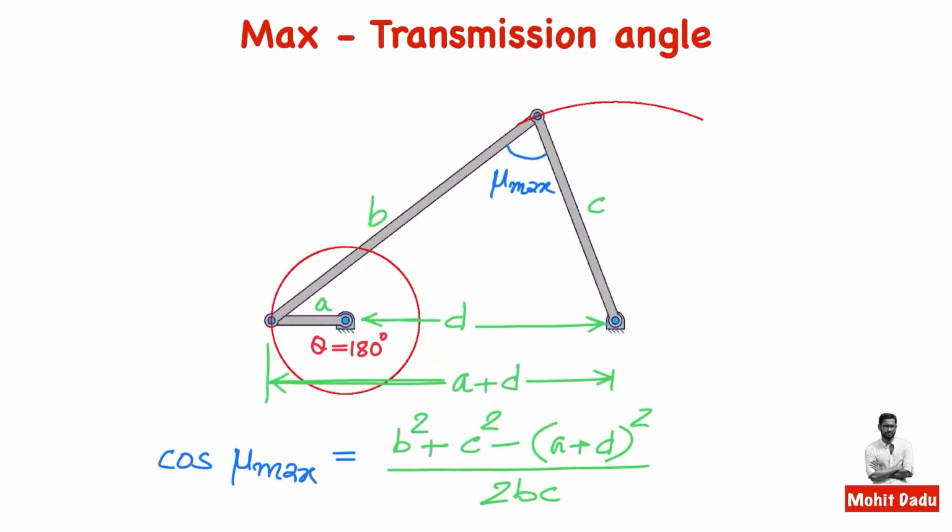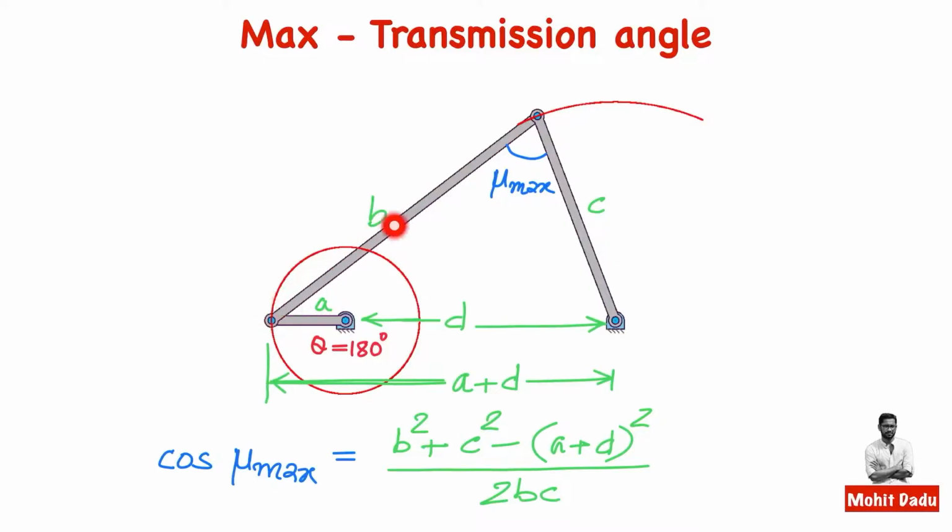And next we will look at the case when the transmission angle is becoming maximum, and that will also be addressed based on the position of the input link. So here the input link is coming in this line, along the same line as the fixed link. That means here theta will be equal to 180 degrees.